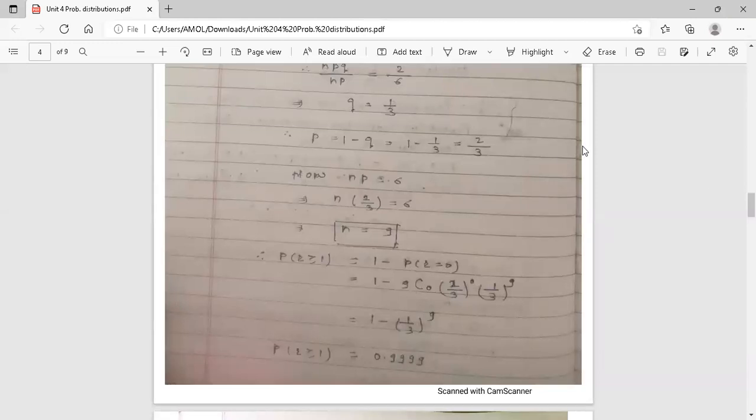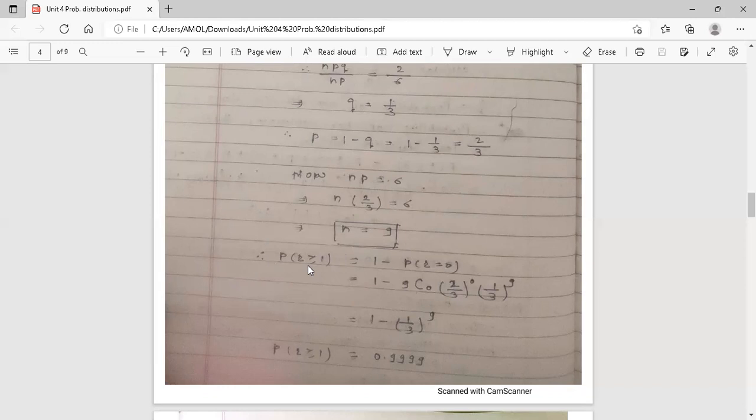Like the previous case, here r is greater than or equal to 1 means you start from 1, and how many terms you have to calculate? Up to n. Here n is 9 means you start from 1 and calculate the terms up to r is equal to 9. Means you have to calculate the probability of 9 terms. So the best way here: probability of r greater than or equal to 1 is nothing but 1 minus probability of failure. Now what is the failure of this probability of r greater than or equal to 1? Only r is equal to 0, this term is the failure. When r is equal to 0, that is our failure.